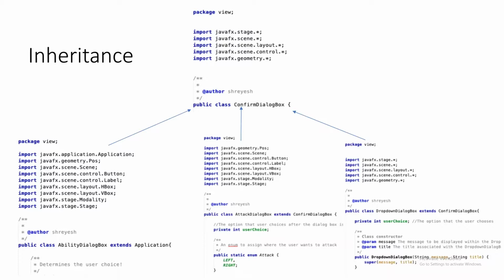For inheritance, I inherited a bunch of properties from confirm dialog box into ability dialog box, attack dialog box, and drop down dialog box. I did this because most of these dialog boxes had similar properties. The only thing that was lacking was extending the functionality. For instance, an attack dialog box just has attack left or attack right buttons instead of a yes or no button. And the functionality of an attack left or attack right is different from yes or no button. So that's why I decided to use inheritance, the confirm dialog box mod.